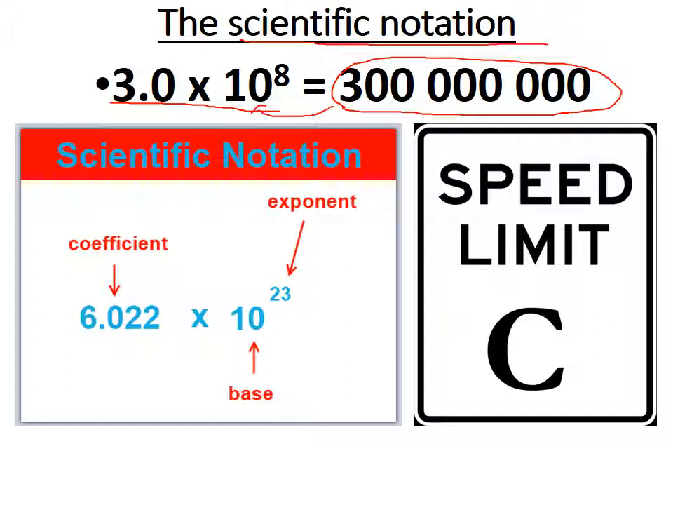Scientific notation has two parts. There's a coefficient part, which is the regular number part that you're used to seeing. And then there's the base with the exponent. So it's usually some number times 10 to the power of something. And we're going to see how to convert a standard number into the scientific notation that you see over here.